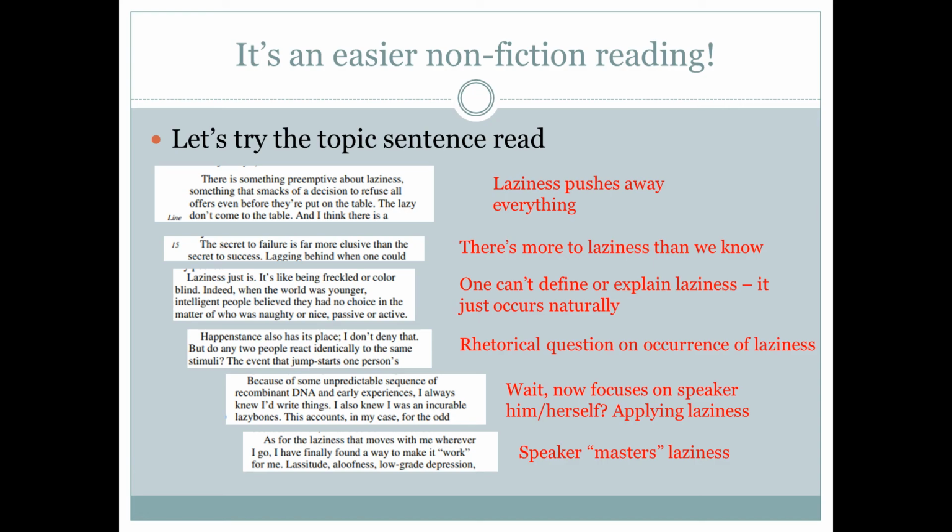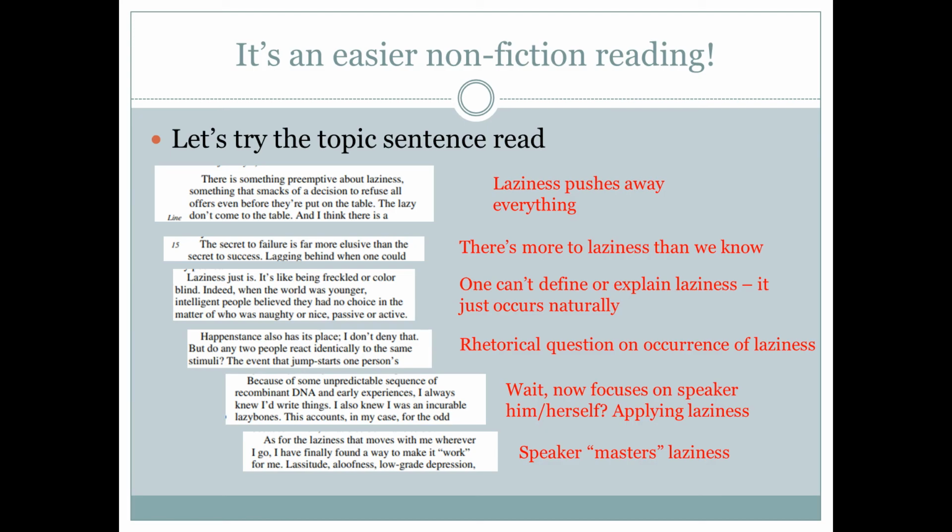Next paragraph: "Laziness just is." Okay, kind of a short sentence, let's continue a little bit more. "It's like being freckled or color blind. Indeed, when the world was younger, intelligent people believed they had no choice in the matter of who was naughty or nice." Okay, it looks like laziness is like a preconceived or predetermined thing, right? Everyone is naturally lazy in their own ways. You can't define it or explain it. It just is, kind of like how you're born in this case. I mean, you can biologically figure out, I guess, but that's beside the point. It seems like the author is just saying laziness just is. There's no way to explain it.